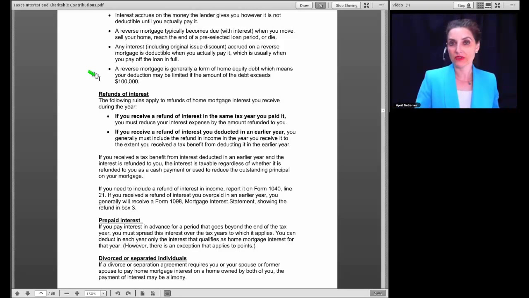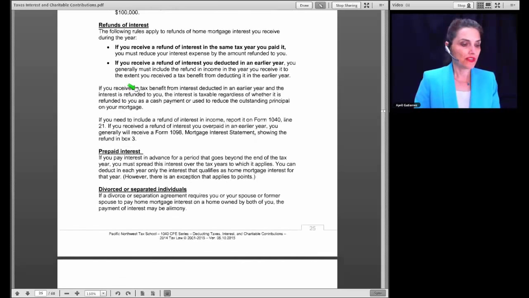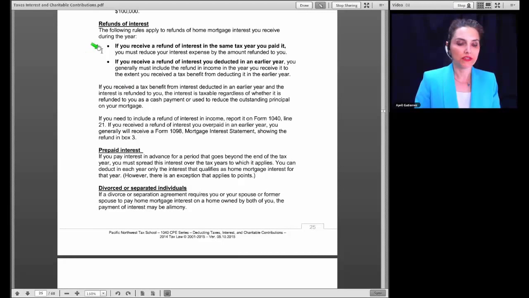They wouldn't be able to deduct interest on the full $100,000 of debt, for example. Refunds of interest. The following rules apply to refunds of home mortgage interest that you received during the year. If you receive a refund of interest in the same year that you paid it, you must reduce your interest expense by the amount that was refunded to you.